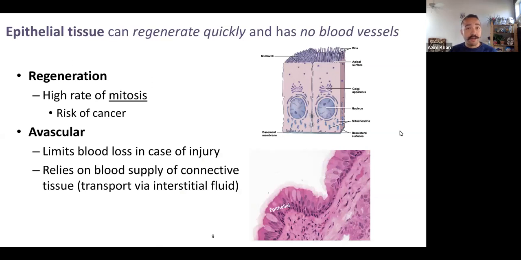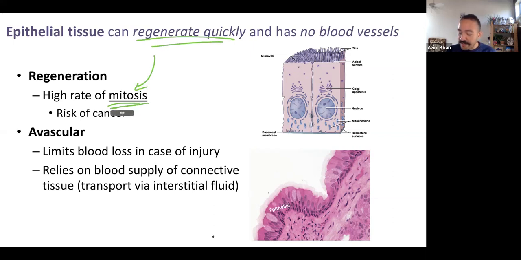Two more properties of epithelial tissue. Since epithelial tissue is always exposed to the surface, whether it's the outside world or tracts where there could be lots of friction or damage or bacteria or harmful viruses, toxins, stuff that could damage us, epithelial tissue dies pretty frequently. Because it dies pretty frequently, we want to regenerate it quickly as well.